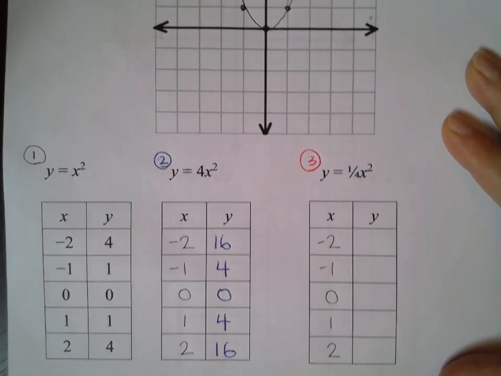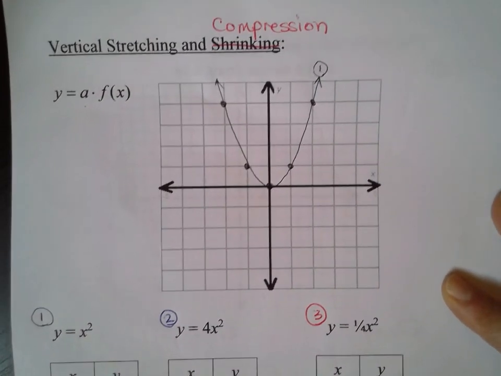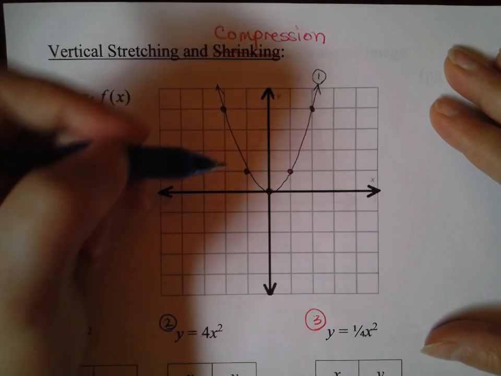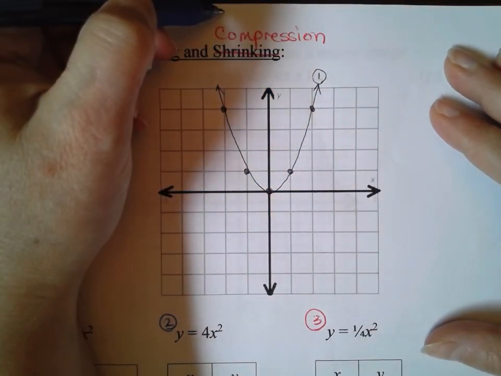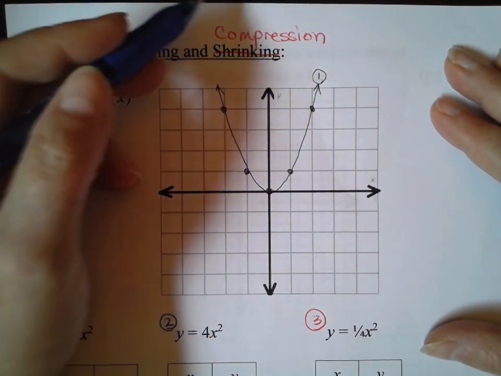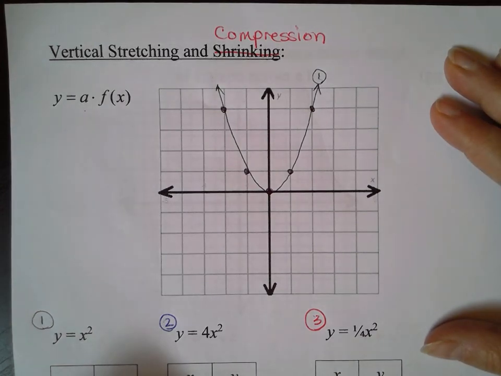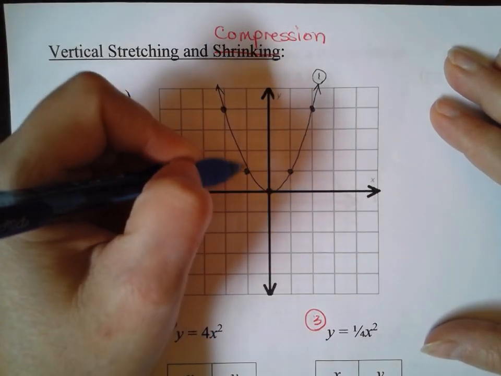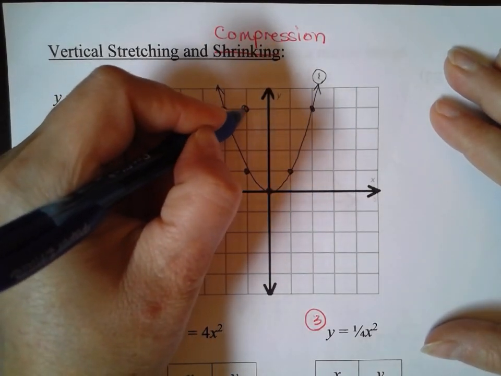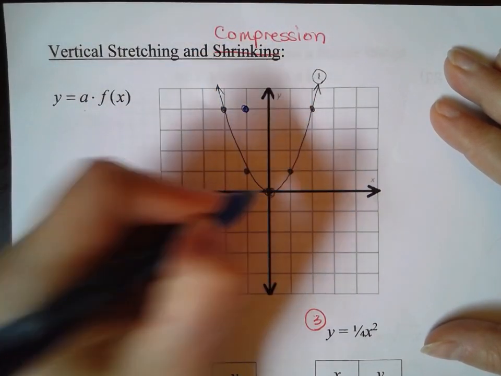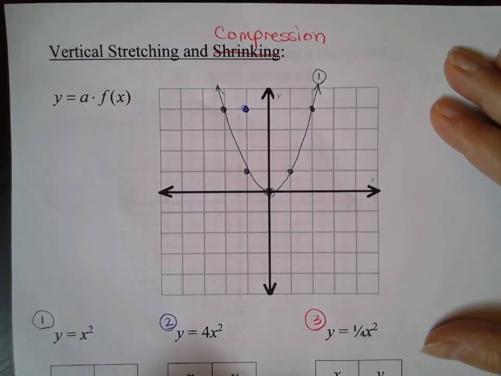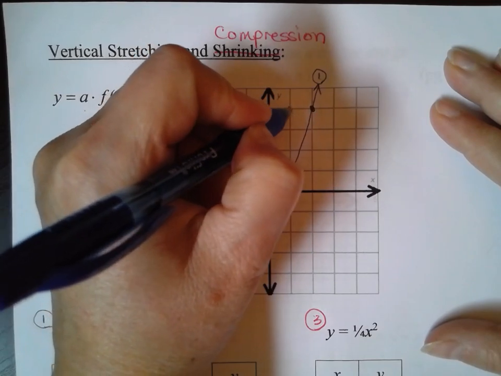Okay, now I didn't make a grid big enough to show you 16. All right, so -2, 16 would be way up here off the paper even. So you'll have to visualize that. The next point we had was -1, 4. We still had our point at 0, 0 in the middle, and then +1, 4.